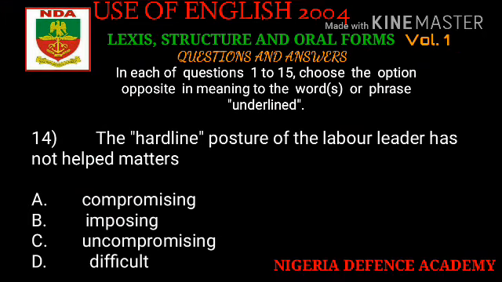Now, question number fourteen. The hardline posture of the labor leader has not helped matters. Now, what do you think is the right answer to it? Option A, compromising. Option B, imposing. Option C, uncompromising. Option D, difficult. Well, sir, the opposite in meaning to the word is compromising. Compromising is the right answer to it.